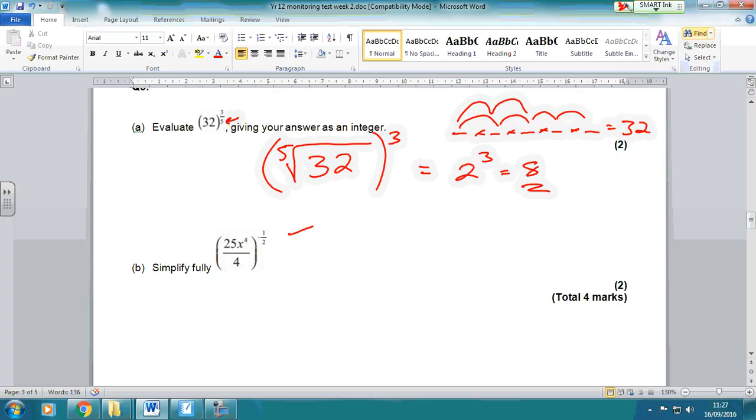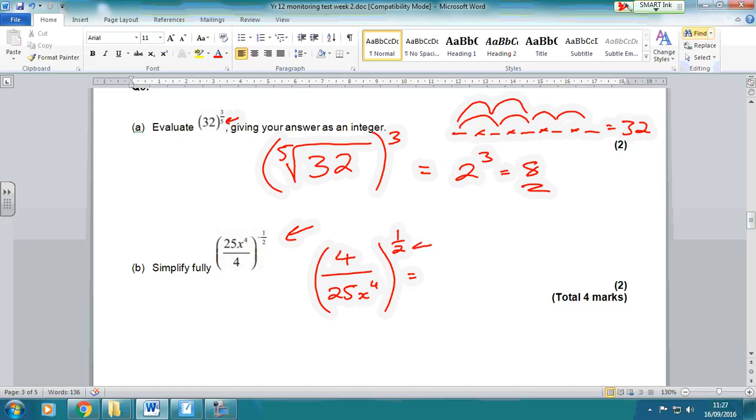Okay, now if we have a look at this one, we've got a negative square root. So the first thing we do with a fraction, and it's a negative square root, is we flip it upside down. So that's going to be 4 over 25x to the power of 4, all to the power of a half. Okay, and then we start doing with this.